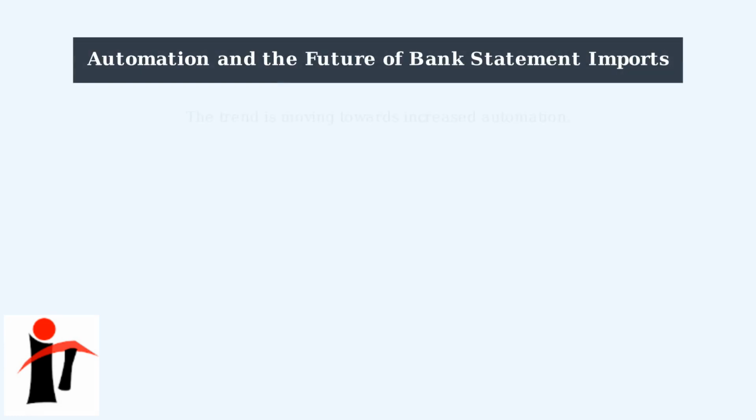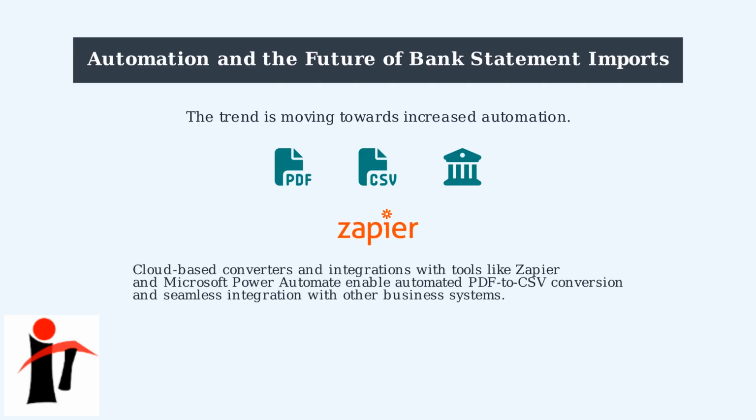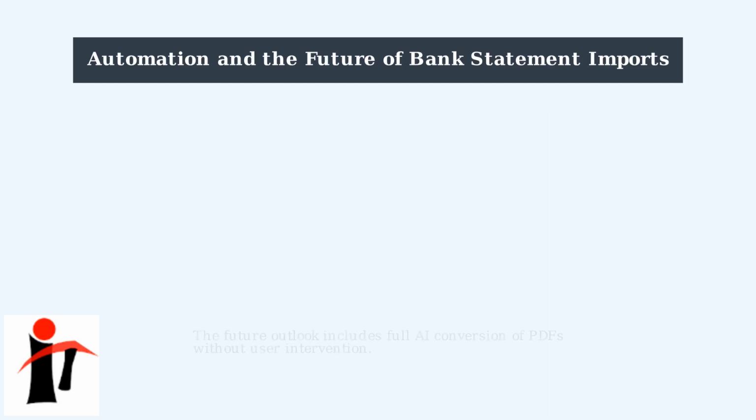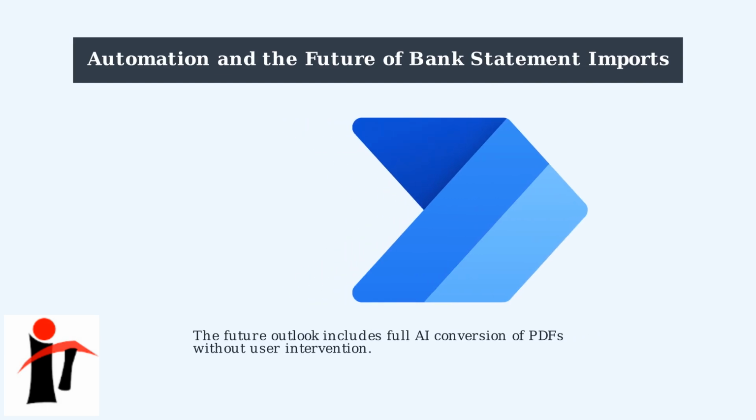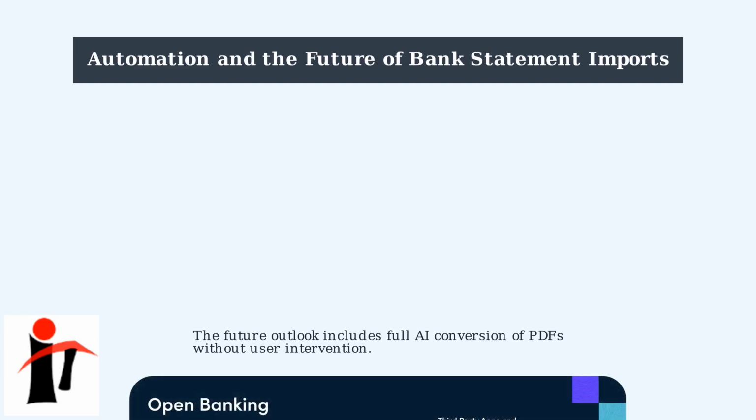The trend is moving towards increased automation. Cloud-based converters and integrations with tools like Zapier and Microsoft Power Automate enable automated PDF to CSV conversion and seamless integration with other business systems. The future outlook includes full AI conversion of PDFs without user intervention. Experts predict a decline in manual PDF handling as more banks adopt open banking standards.